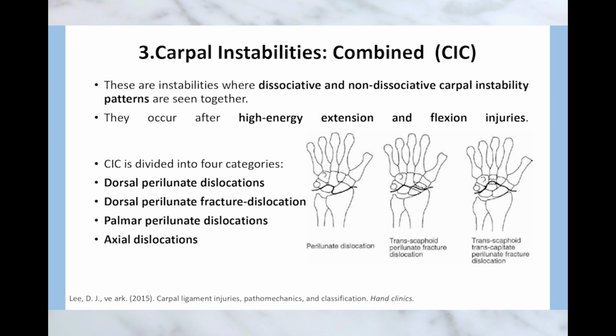And there are a bunch of subtypes: dorsal and palmar perilunate dislocations, where those carpal bones dislocate around the lunate either backward or forward. Then there are fracture dislocations, where you have a broken bone and a dislocation, and axial dislocations, which are more like a lengthwise disruption of the carpal bone. So they're definitely more complex and serious. So those sound like they involve a lot of force and damage.